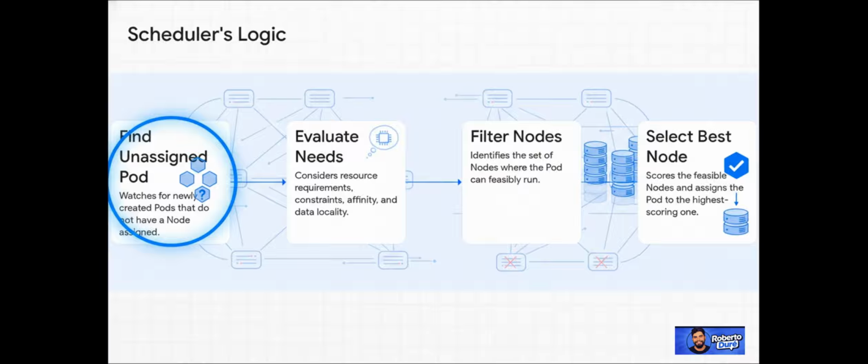And this isn't just a random guess. The scheduler is actually pretty smart about it. It follows a clear logical process. First, it spots a new pod that doesn't have a home yet. Then it looks at what that pod needs, like CPU and memory. It filters out any nodes that can't provide those resources. And finally, from the nodes that are left, it scores them and picks the best possible fit.